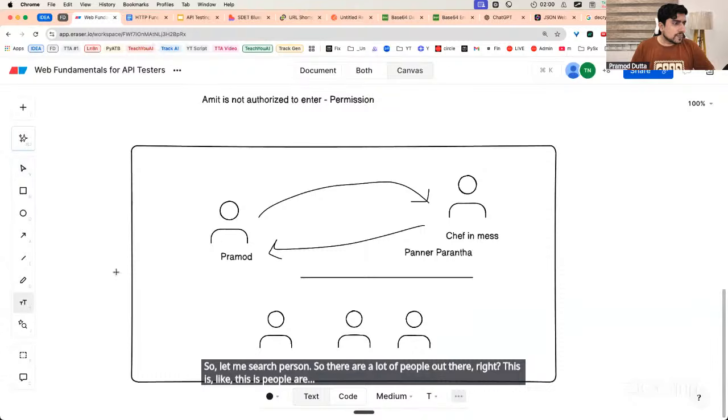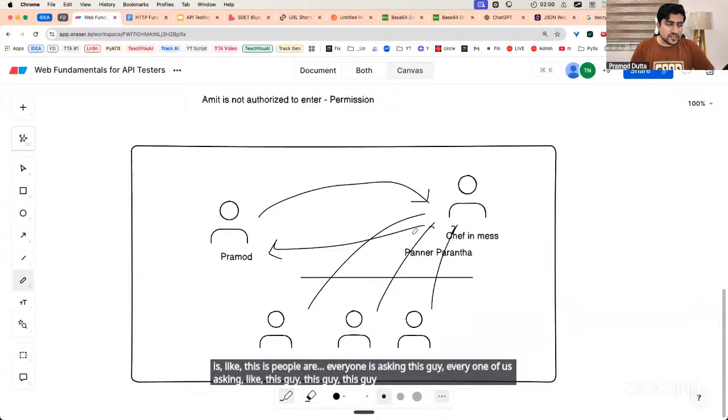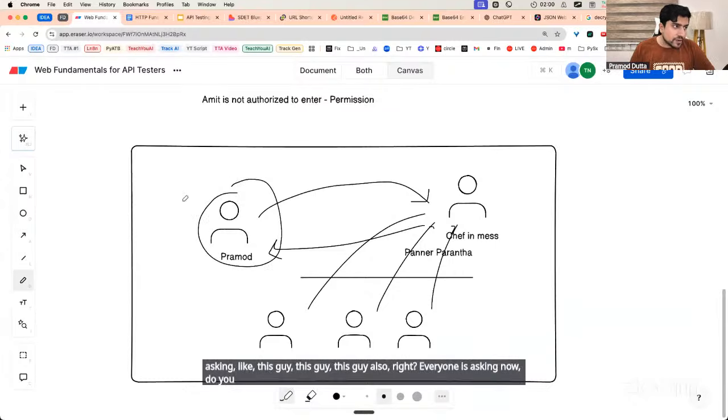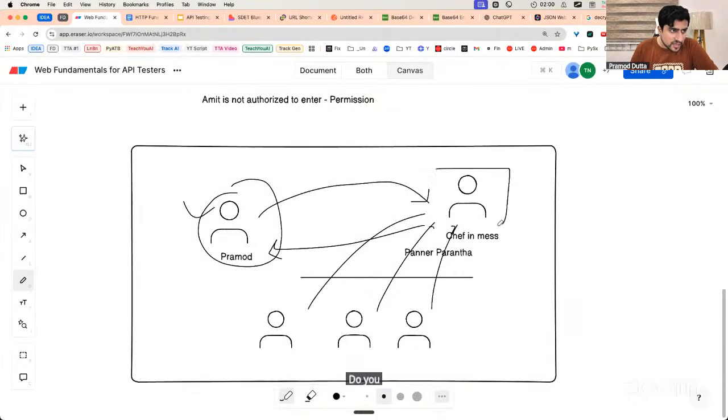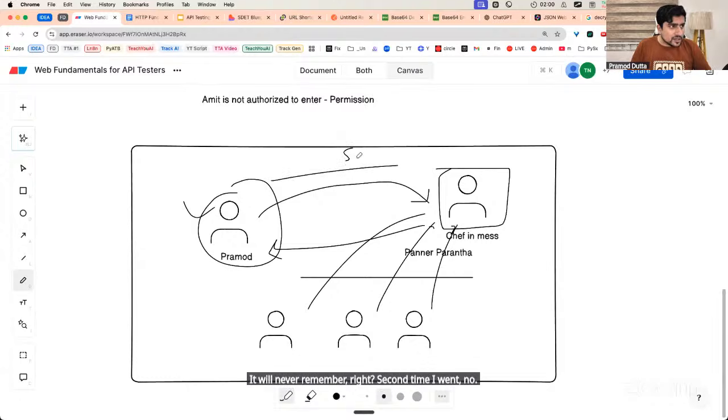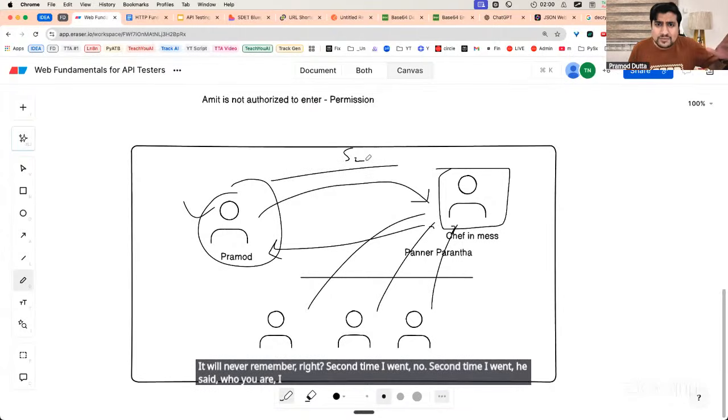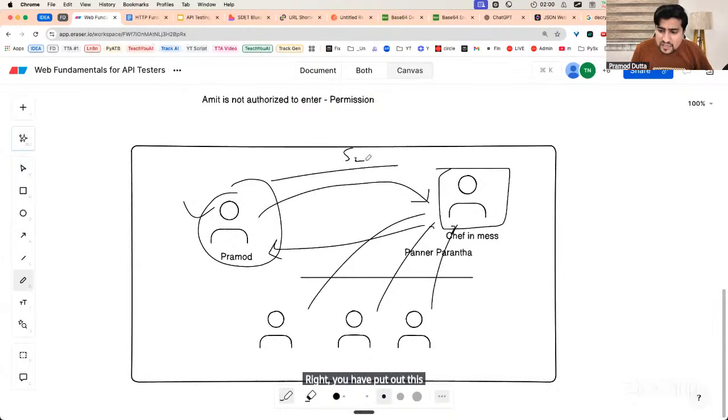Everyone was asking this guy. Everyone was asking like this guy also, right? Do you know, will this guy remember me? Do you think that this guy will remember me after some time? It will never remember, right? Second time I went, he said, "Who are you?" I told him, "Last time you prepared a paneer paratha for me with special ghee on it. Right? You put like 2 chammach of ghee." He told me, "What do you mean by that? I don't remember." This is exactly what happens with client and server also.